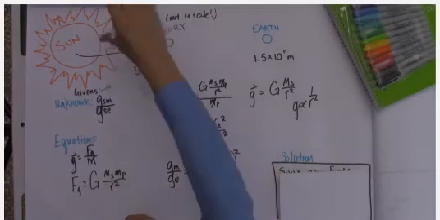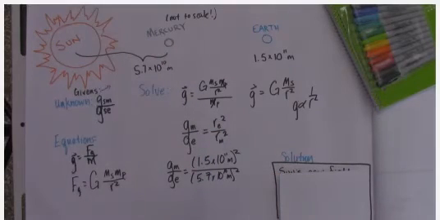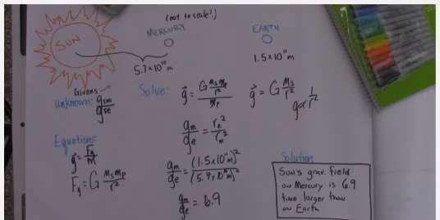Your units cancel. Plug that into your calculator, and you get that this ratio is equal to about 6.9. And there's no units because they all canceled. So the solution to this problem is that the Sun's gravitational field acting on Mercury is 6.9 times larger than on Earth.